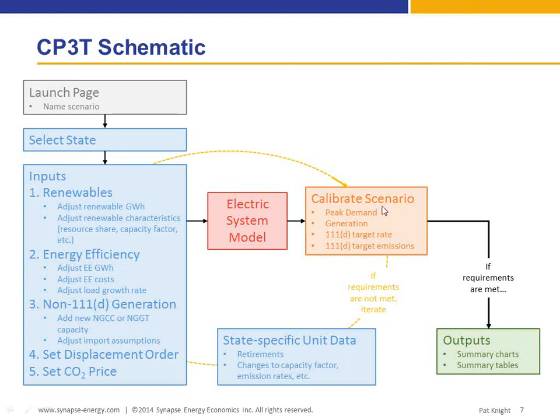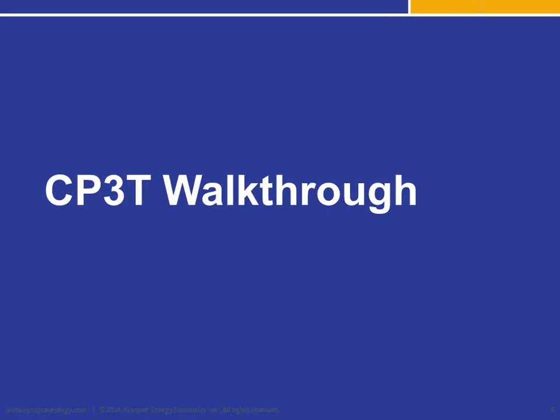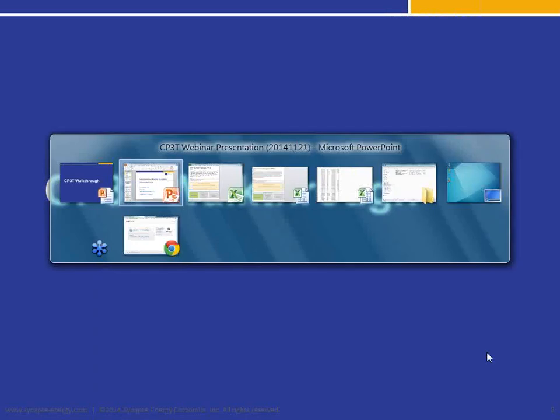Once all this is done and the scenario is calibrated, or even before that if you were to so choose, you can go on and look at outputs. And these outputs come in 2 different flavors, tables and charts, and you can use these to compare against your other scenarios that you've been making and the EPA base case. So with that background, let's get into the tool itself.